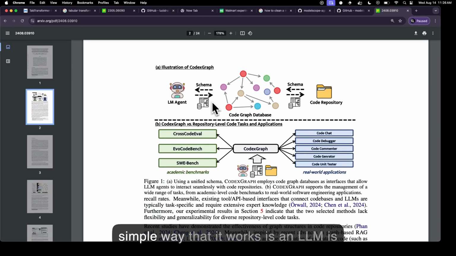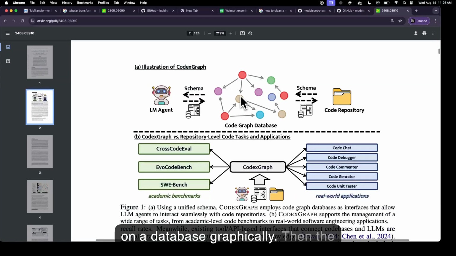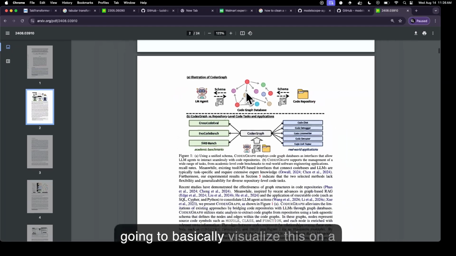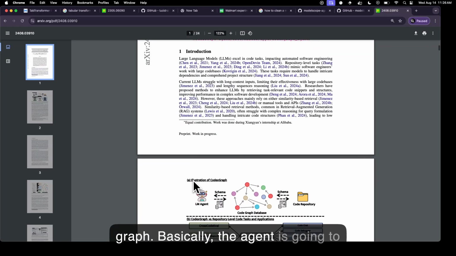So a simple way that it works is an LLM is going to generate a schema, and then this schema is going to be visualized on a database graphically. Then the schema is basically interacting with the code repository. So they're going to take code and visualize this on a graph. And basically the agent is going to try and query that.